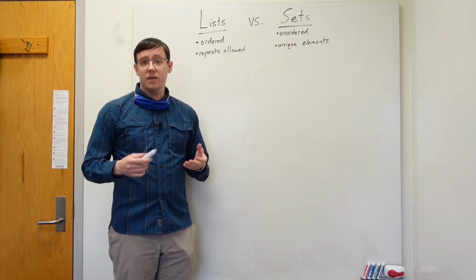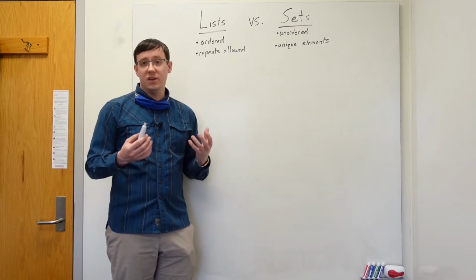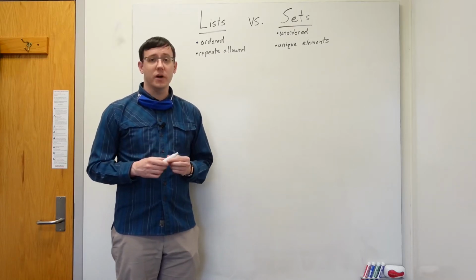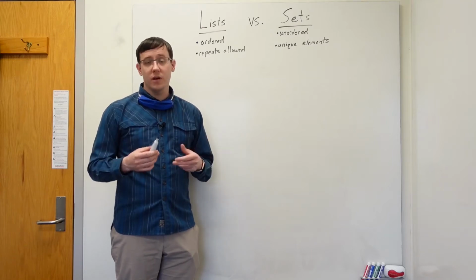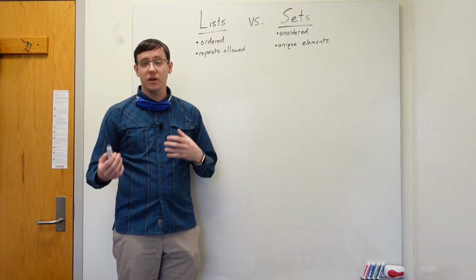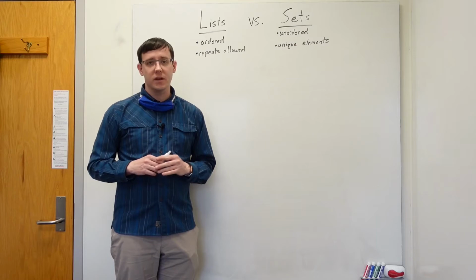Both lists and sets allow us, broadly, to talk about collections of things, but in different cases we will want to talk about different properties of those collections, and so we have two different types of collection that allow us to focus on different aspects.